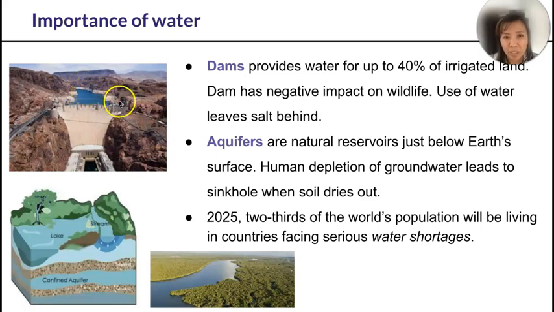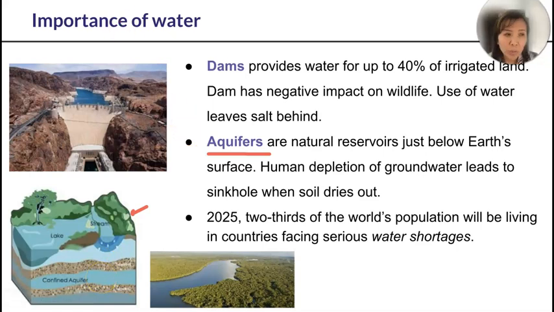Another way that we can access fresh water is through an aquifer. So here's an example right here. This kind of gives you an illustration of what an aquifer is. This is an example of an actual aquifer. Aquifers are natural reservoirs that reside just below the Earth's surface. And so the water is residing underneath there. You can kind of see right here, we have this water. And so humans can access the aquifer in order to get fresh water.